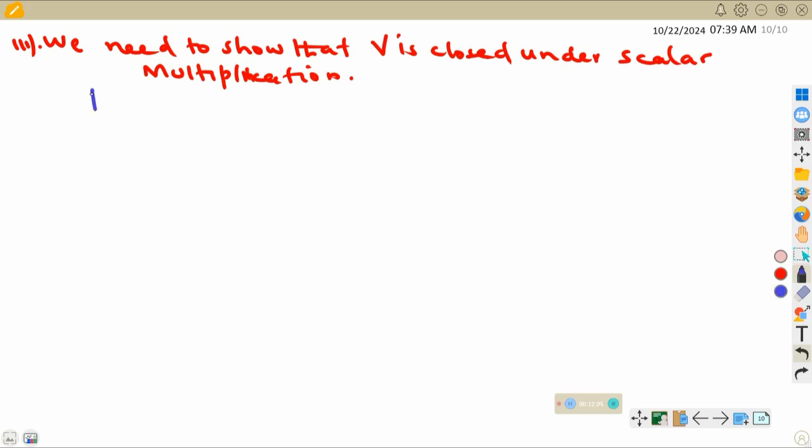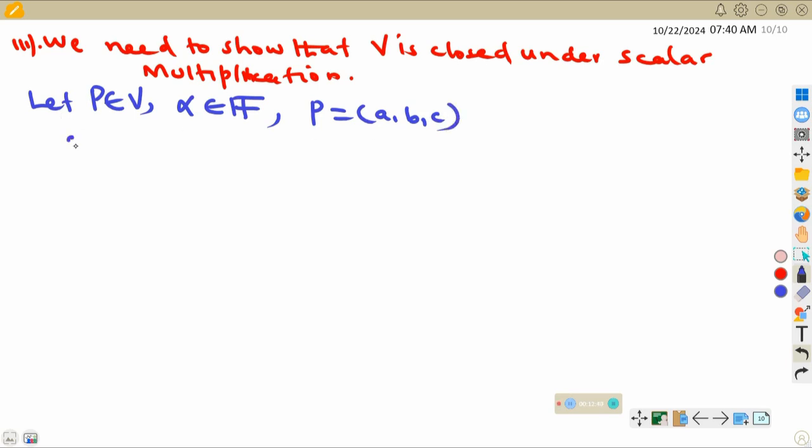To show that, you must pick one element from that given set V. Then you also must consider a scalar from a given field. If that happens, then you will need to show that alpha P is also in V. So let us have our P to be of the form A, B, and C.